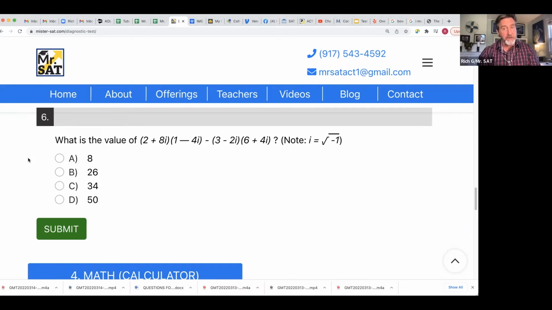Then it gives you a little note. It says i equals the square root of -1. I've got to fix that. The square root of -1. i equals the square root of -1.